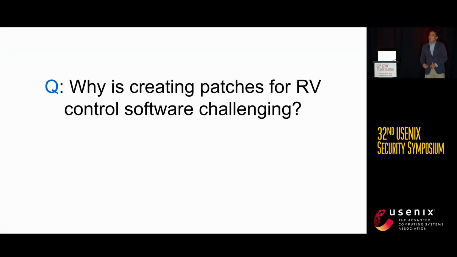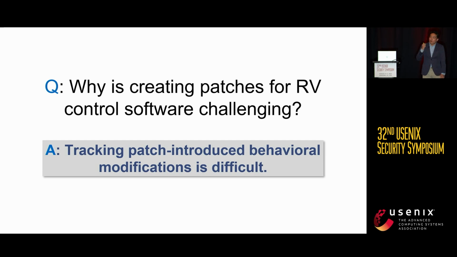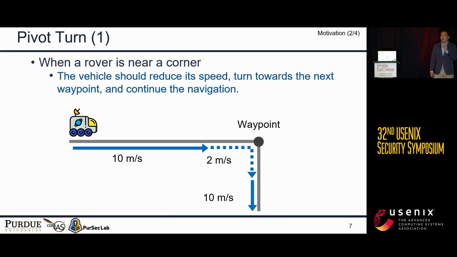Okay, then why is creating patches for RV control software challenging? The main reason is that understanding patch-introduced behavioral modification is hard. In order to clearly understand this challenge, let me explain a motivating example. To understand this example, you first need to know what a pivot turn is. When this vehicle on the ground nears a corner, it starts to decrease its ground speed and turn toward the next waypoint.